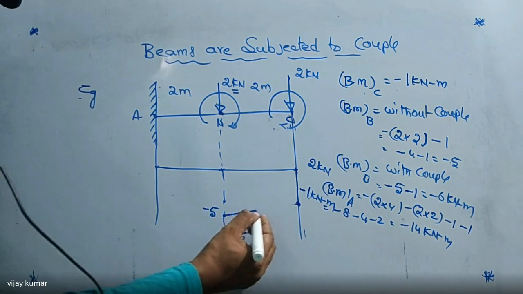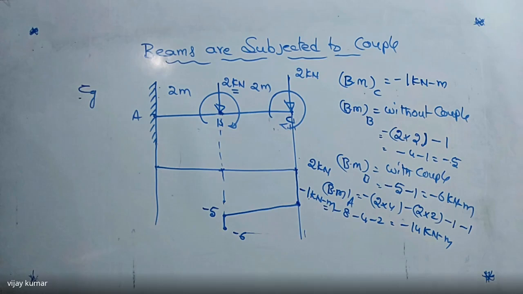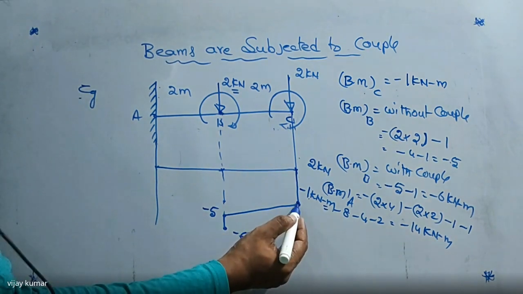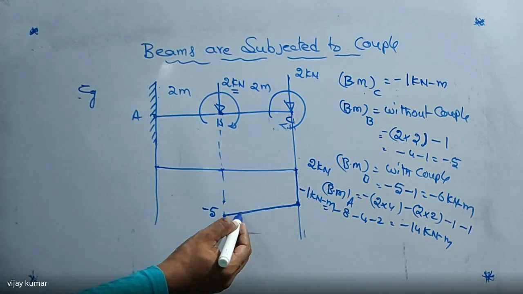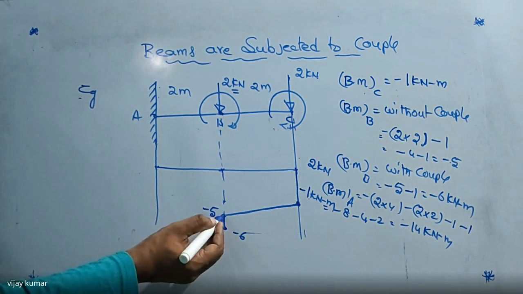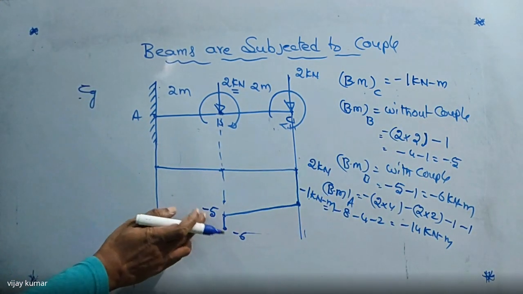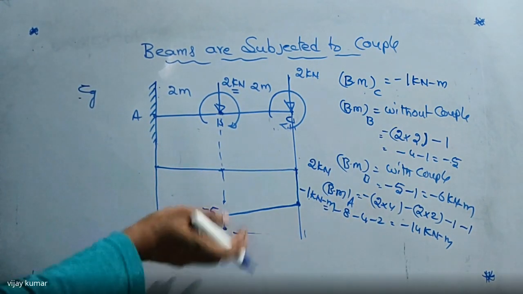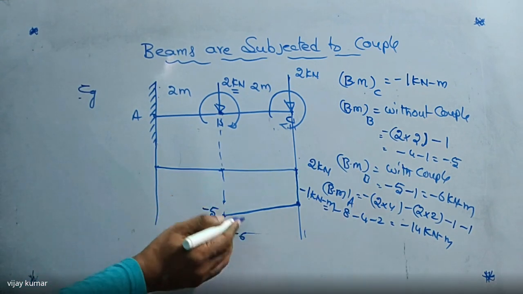So this is the line I'm going to join here. The couple varies from this point to this point. So when you come to point B without couple, point B has a moment of minus 5, and with the couple at the same point, it has minus 6. By subtracting these two, we get plus 1.